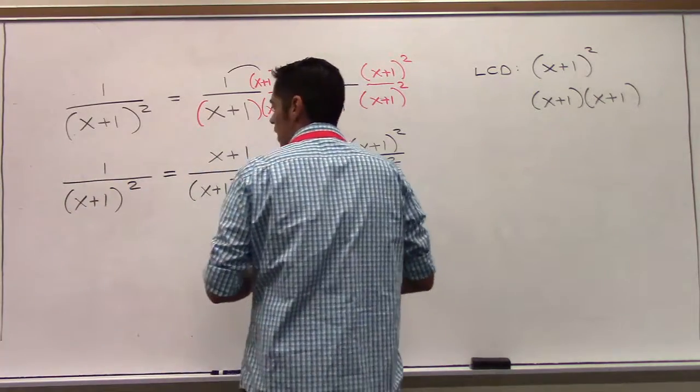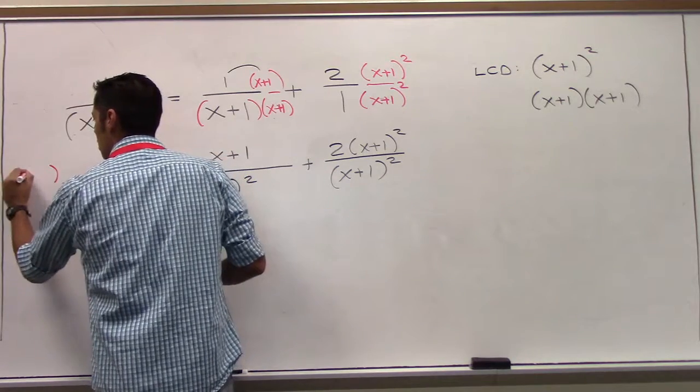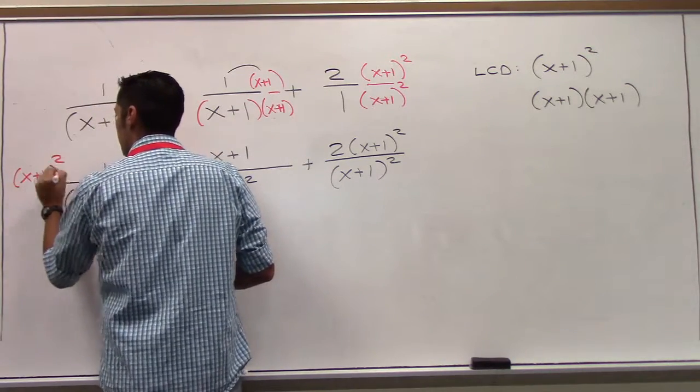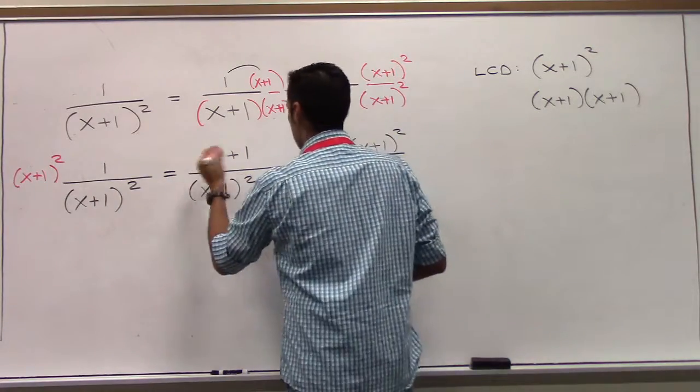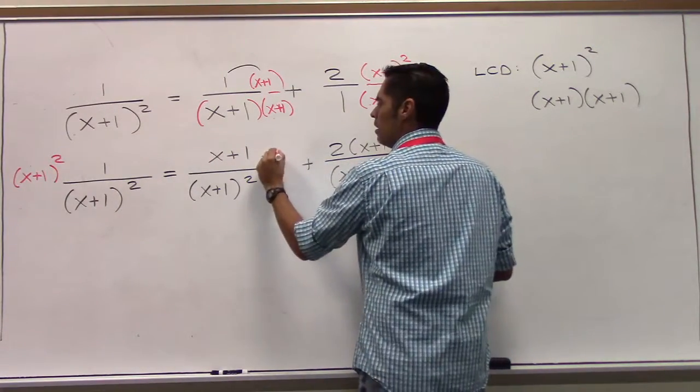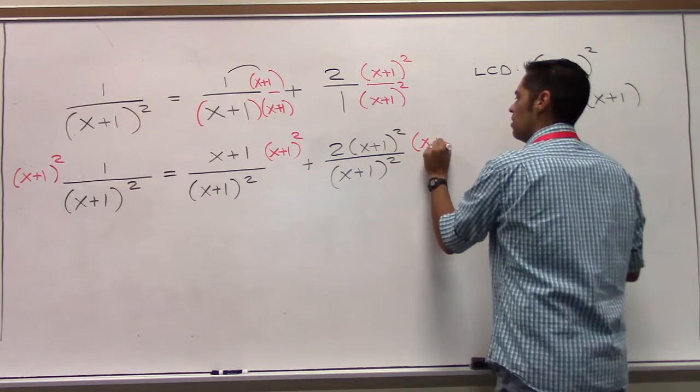So I'm gonna now multiply everything by the LCD. So LCD on the top here. Whatever I do on that side, I have to do to this side. So I multiply. I'm trying to squeeze it all in one place here. X plus 1 squared here, and then whatever I do there, I have to do here also.